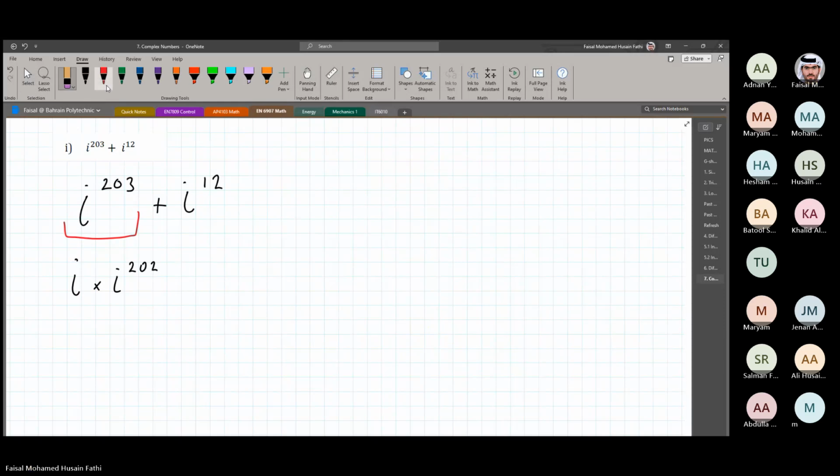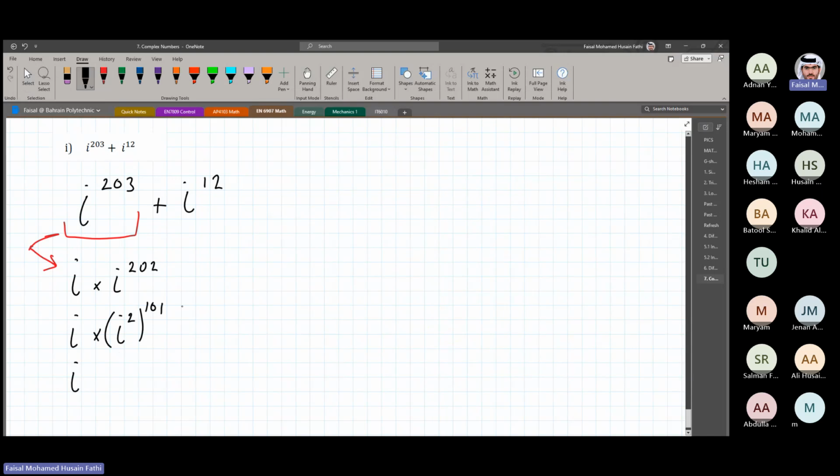So this is just this part. I to the power of 202 is I squared to the power of 101, because 2 times 101 is 202. We know that 101 is an odd number, so this is going to be minus 1, and the whole thing is going to be minus I. And this is evaluated. The red part is evaluated.